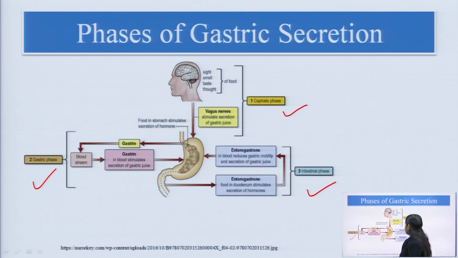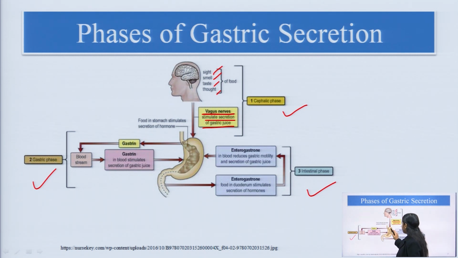The cephalic phase starts from the stimulation of the parasympathetic system, or stimulation of the vagus nerves. They are stimulated through the sight, smell, taste, and thought of the food. When we think about our favorite food, it starts to produce gastric acid. So, these are all reflexes that work here. The vagus nerves are stimulated by the smell, taste, or thought of the food, and that stimulates the secretion of gastric juice. This is up to the cephalic phase.